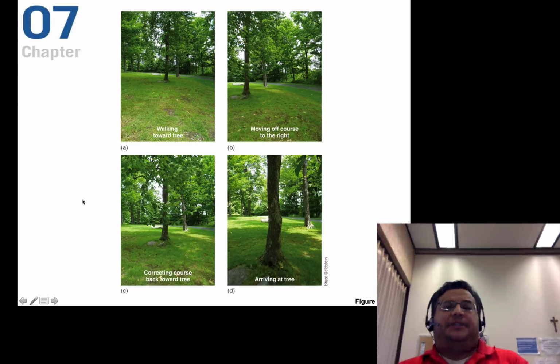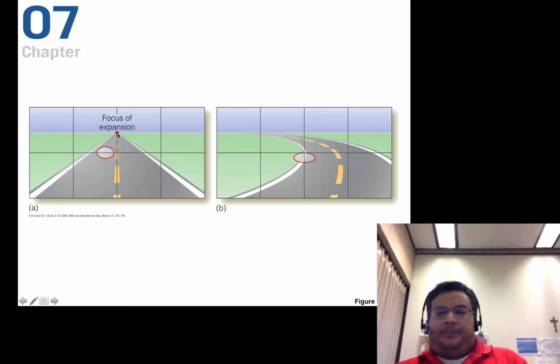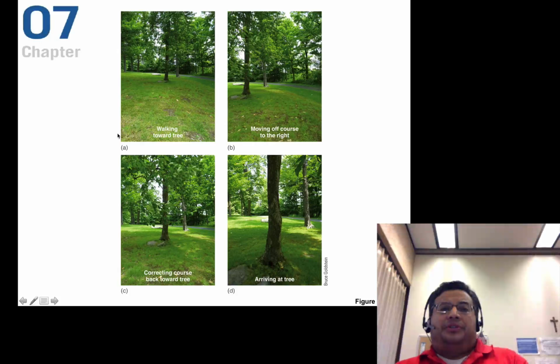Here's an example of us navigating through a very simple environment, that is, walking towards this tree. If we walk towards the tree, and then if we go off course to the right, we correct back to the tree, and then we arrive at the tree. We are constantly reorienting ourselves to a particular target.